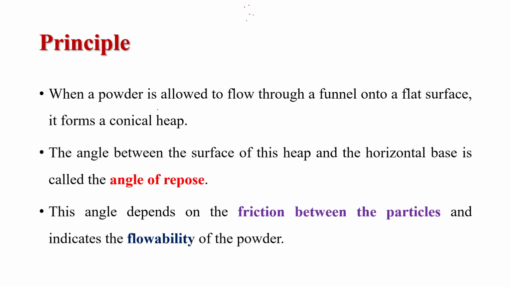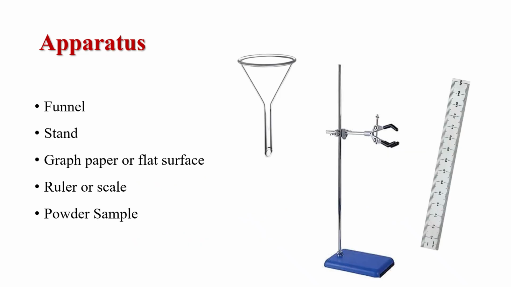Principle. When a powder is allowed to flow through a funnel onto a flat surface, it forms a conical heap. The angle between the surface of this heap and the horizontal base is called the angle of repose. This angle depends on the friction between the particles and indicates the flowability of the powder. Apparatus: funnel, stand, graph paper or flat surface, ruler or scale, and powder sample.